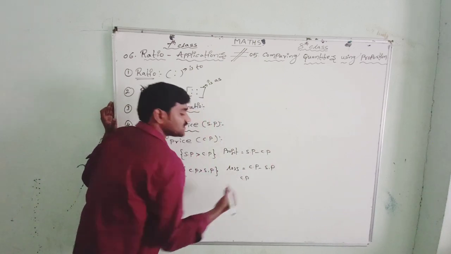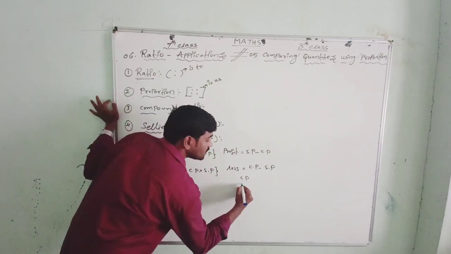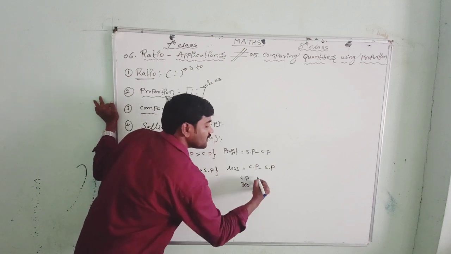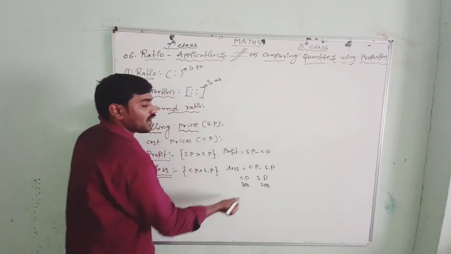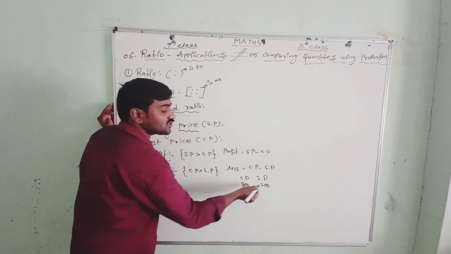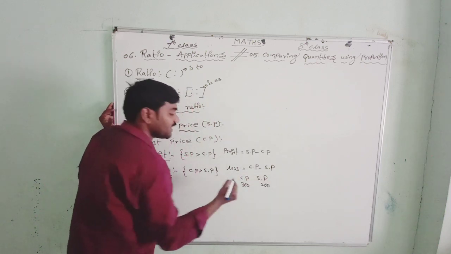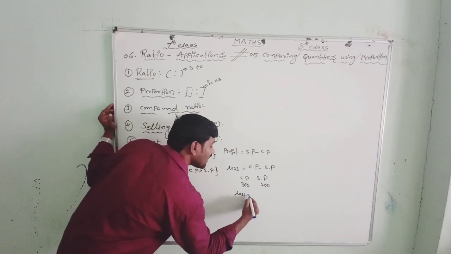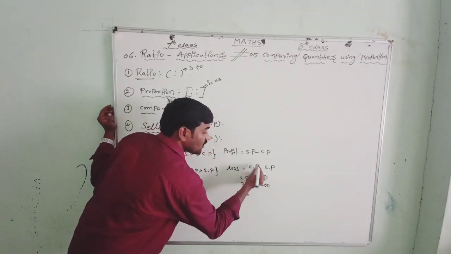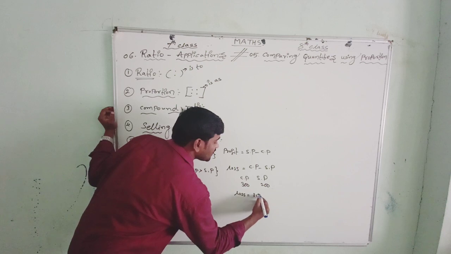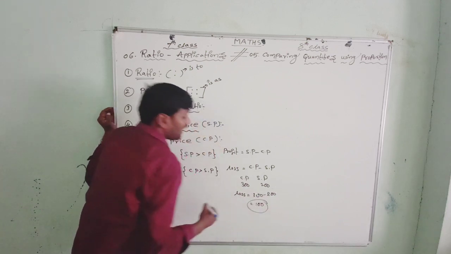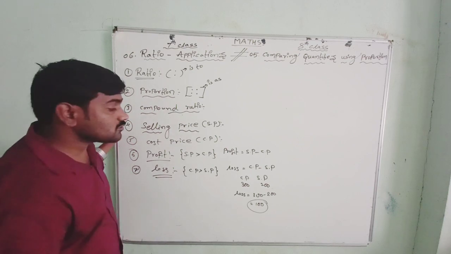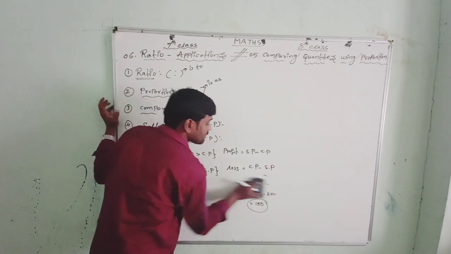Suppose the cost price of a shirt is 300 rupees. If the selling price of the shirt is 200 rupees, I purchased the shirt for 300, I sold it for 200. Then I will get a loss. How much loss? Loss equals selling price, sorry, cost price minus selling price. Cost price is 300 minus selling price is 200. That means I get 100 rupees loss. So remember the formulas.